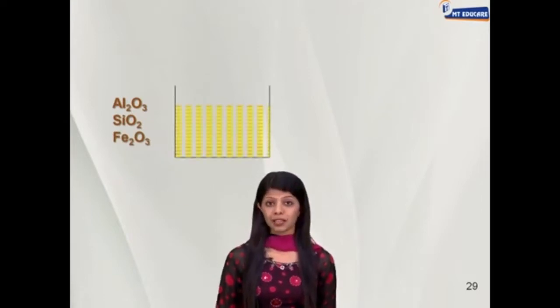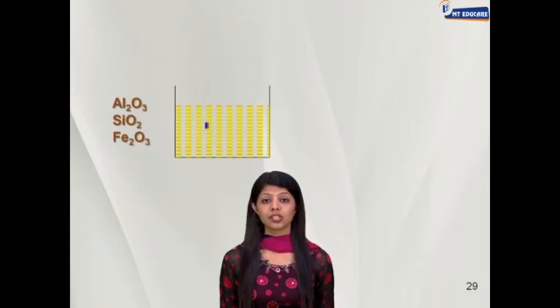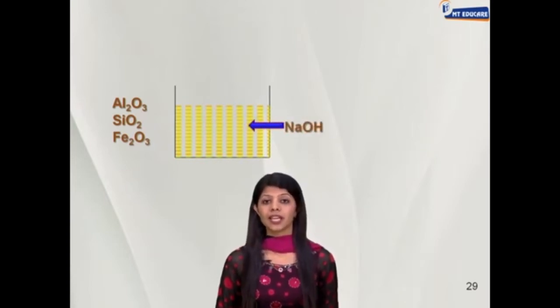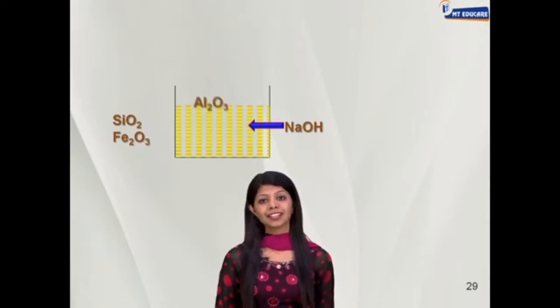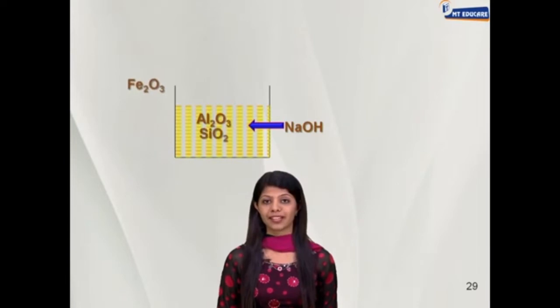So let's start with Bayer's process. Okay, now we have to take the ore, the bauxite ore. We have to crush this ore into powder, and we have to take it in a beaker. In this beaker, we have taken caustic soda, that is NaOH, sodium hydroxide. Now crush the ore, add the ore into this sodium hydroxide liquid.